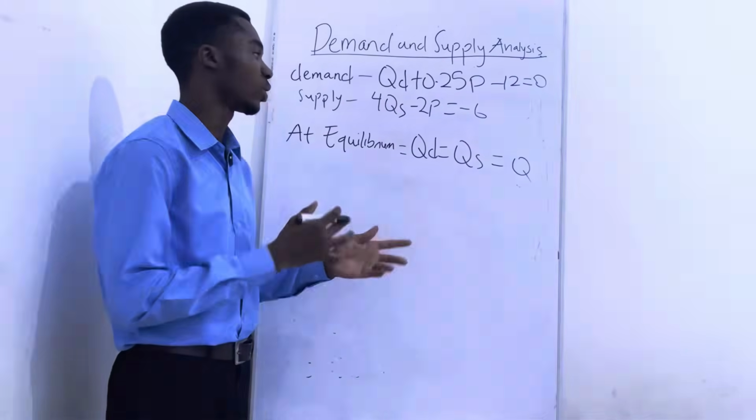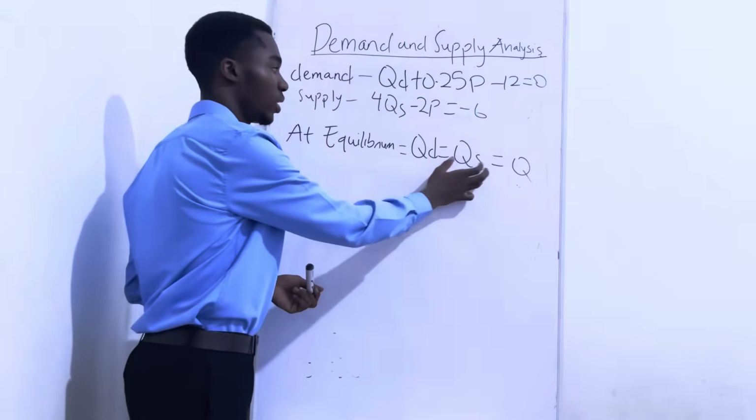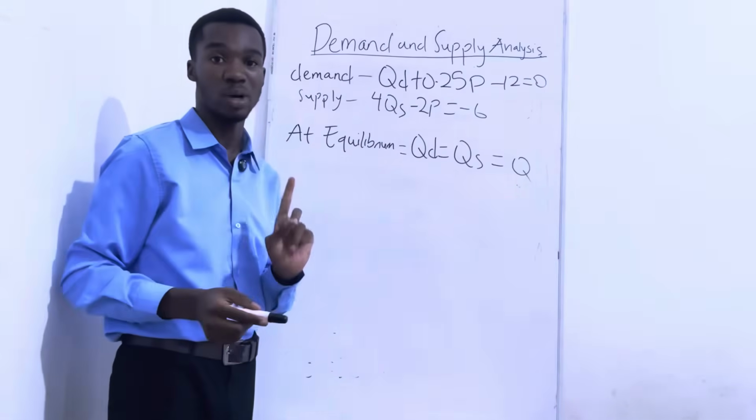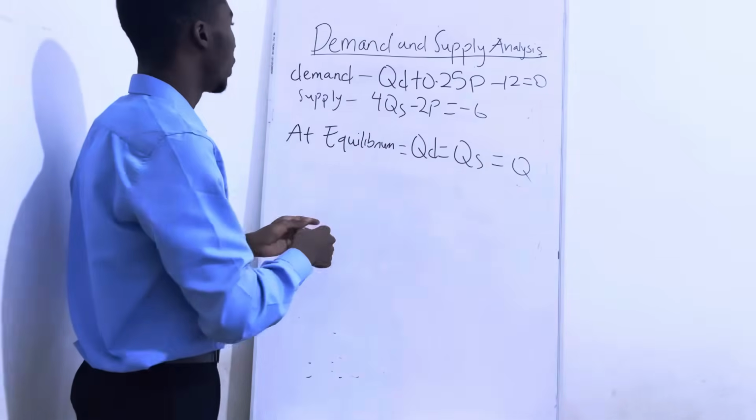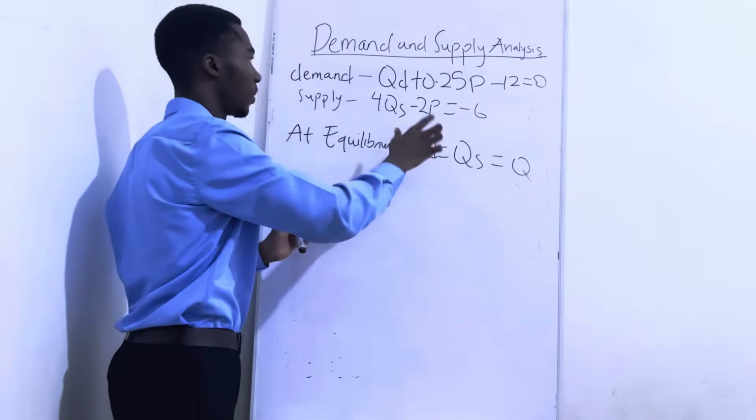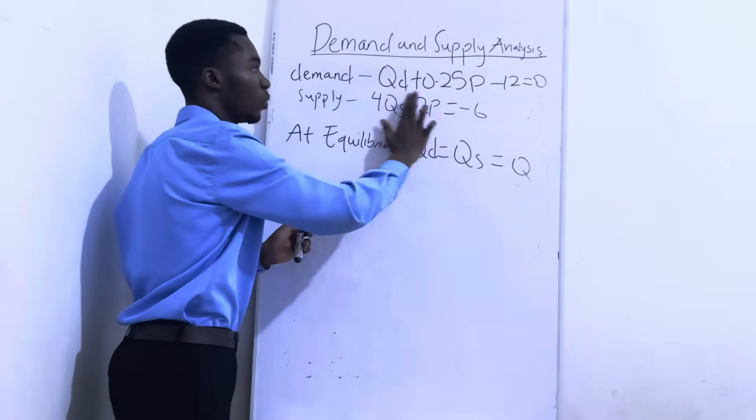Because at the end of the day, you are talking about quantity. So if QD is equal to QS, then it means you are just getting one quantity. Just put that in your head. Now, since we know that the quantity demanded is equal to the quantity supplied, it means this equation can be equal to this equation.